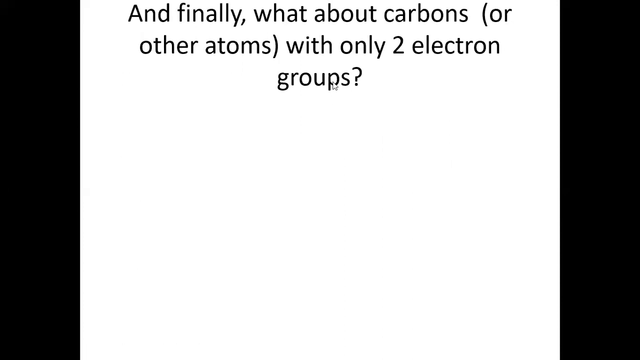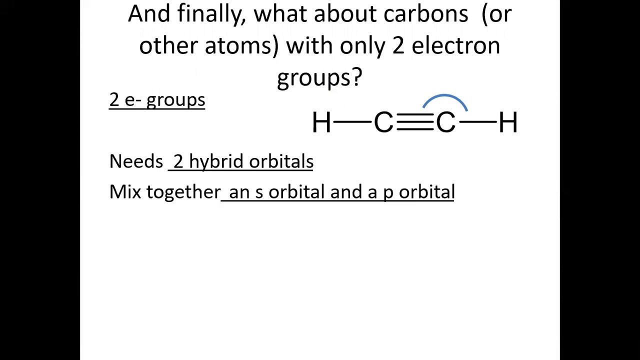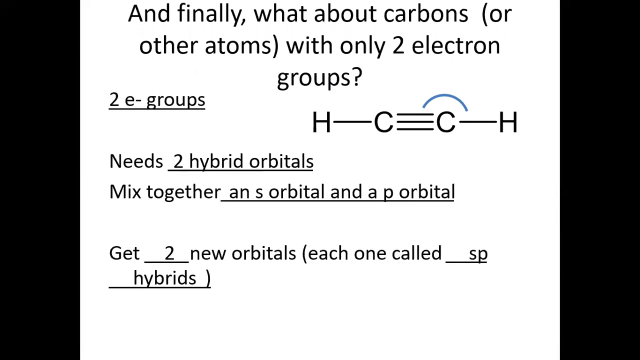So now, and finally, what about carbon atoms with only 2 electron groups, right? So this is our last thing. So now we can think about this. This is acetylene, and so that carbon only has this, so it only needs 2 hybrid orbitals. And so we're going to take one S and a P, right? And so now we're going to form an sp hybridized orbital.